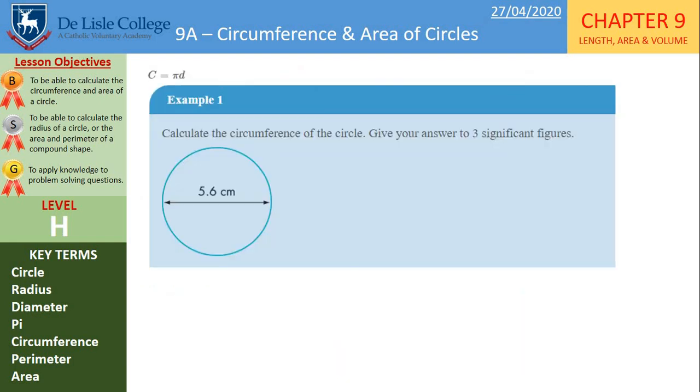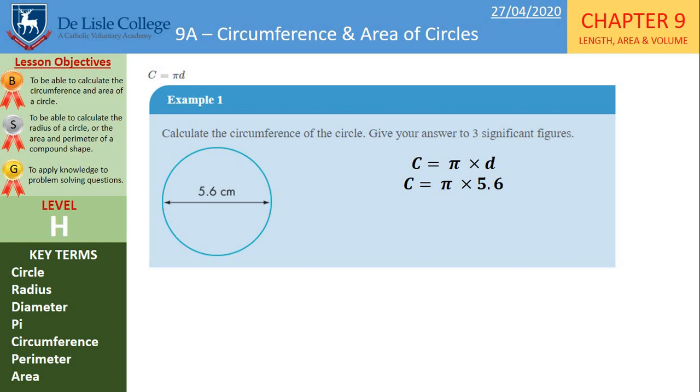Okay, here is an example. We'll copy this down, including a sketch of the circle. So we want to calculate the circumference of the circle, and we're going to give our answer to three significant figures. So we've got the formula C equals pi d. We're given the diameter, so we'll use this formula.